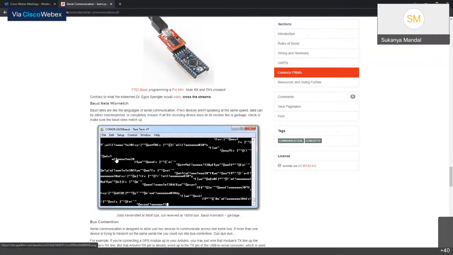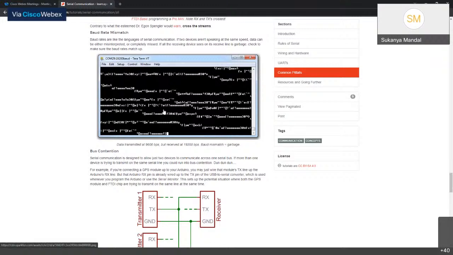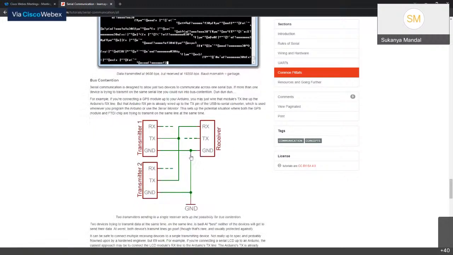So yeah, and also you need to watch for baud rate mismatch. If there's a baud rate mismatch, you would get outputs like this in your serial monitor, which is mostly because the speed and the character synchronization is not possible. So ensure that you have both baud rates correct at the same point of time.